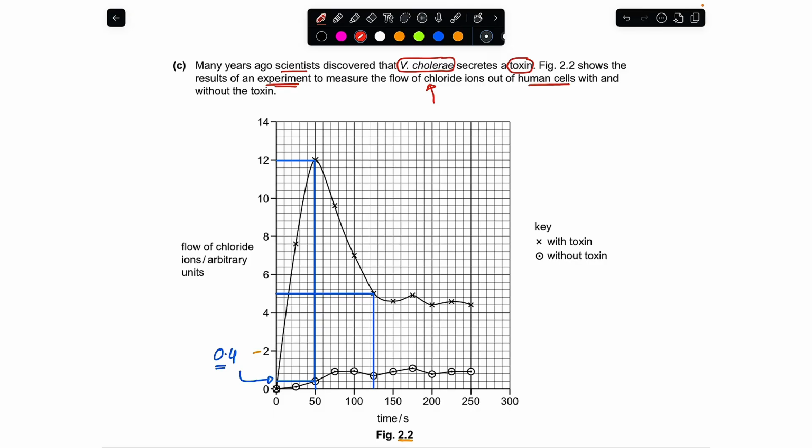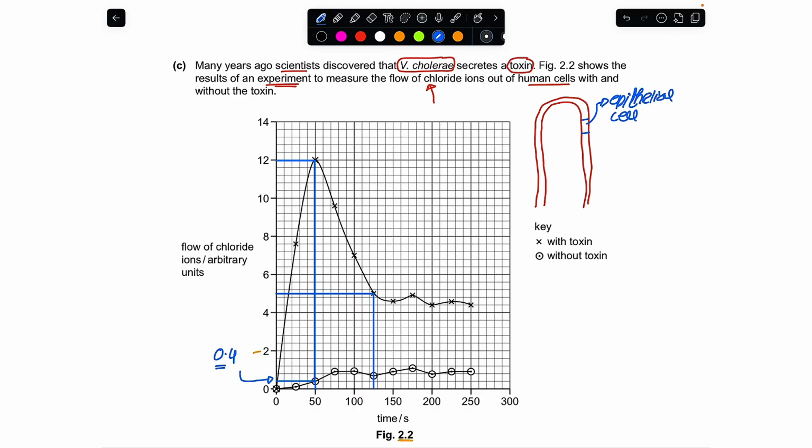Now, the idea here is that in the alimentary canal, we have the small intestine, and in the small intestine, we have these finger-like projections. These finger-like projections are the villi, and within the villi, we have this human cell, right? And this human cell is what we call the epithelial cell.